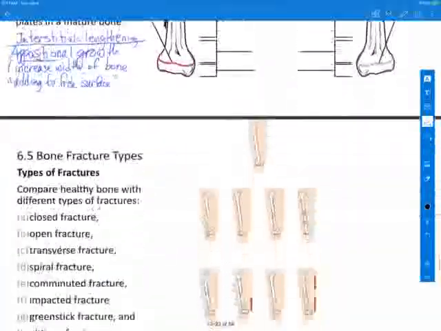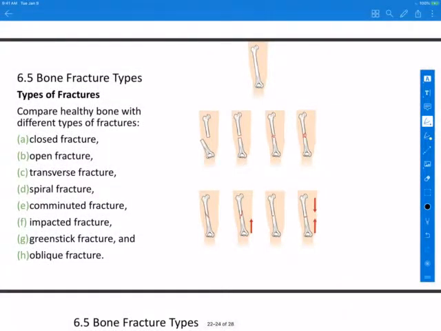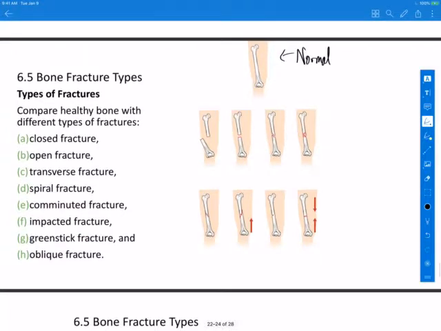Okay, next thing I wanted to talk about were fracture types. We have a whole bunch of different fracture types shown here. This shows a normal femur bone. And a closed reduction is if you break a bone and it comes out of alignment, as you can see in some of these pictures. You have to reset the bone, otherwise it will heal in the improper position. It won't be aligned. And if you reset a bone non-surgically, that's called a closed reduction.